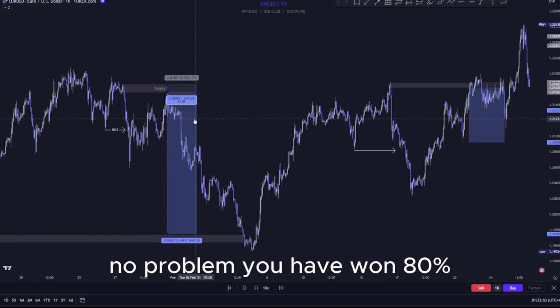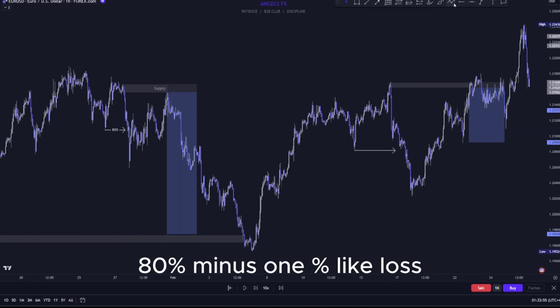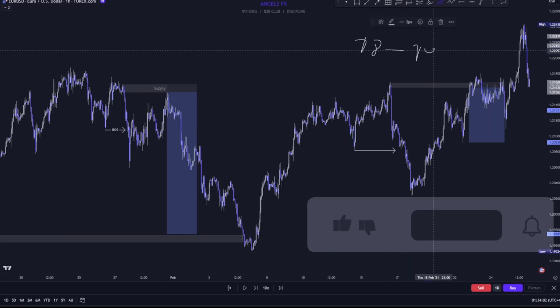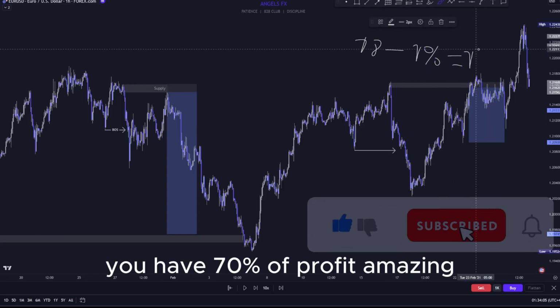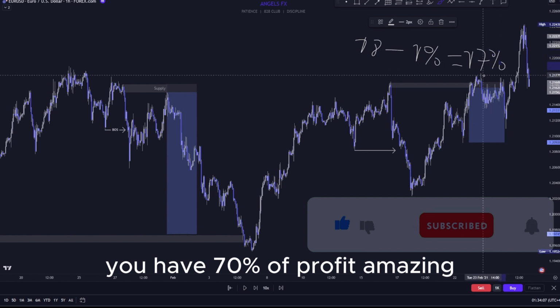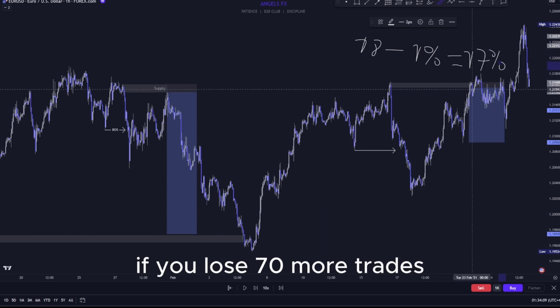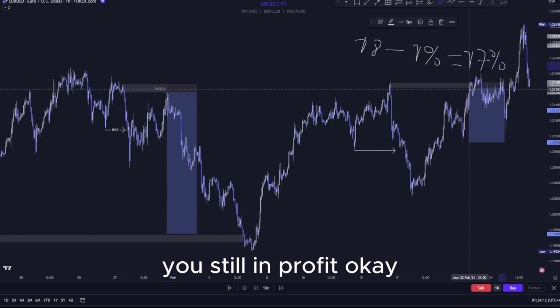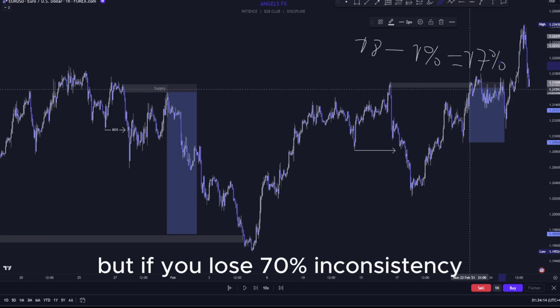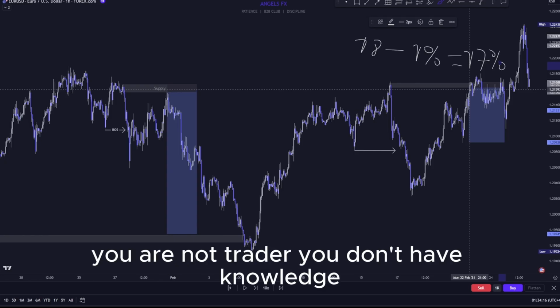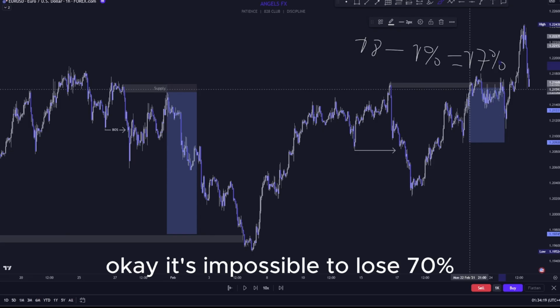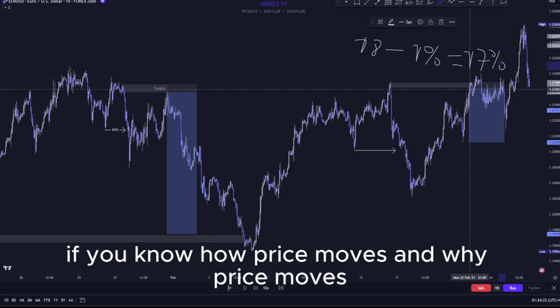You have won 80%. 80% minus 1% loss, 1% loss, okay? Here you have 70% of profit. Amazing. If you lose 70 more trades, you are still in profit, okay? But if you lose 70 trades in a row consistently, you are not a trader. You don't have knowledge, okay? It's impossible to lose 70 trades in a row if you know how price moves and why price moves, okay?